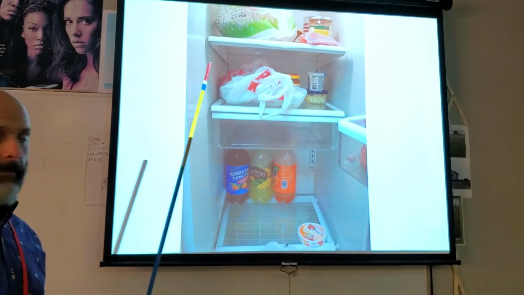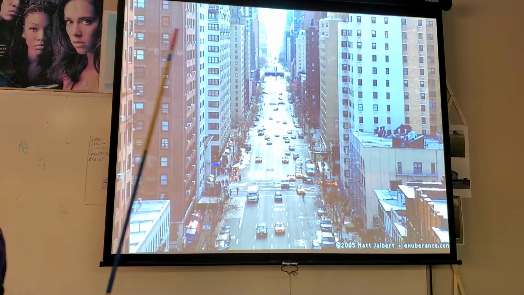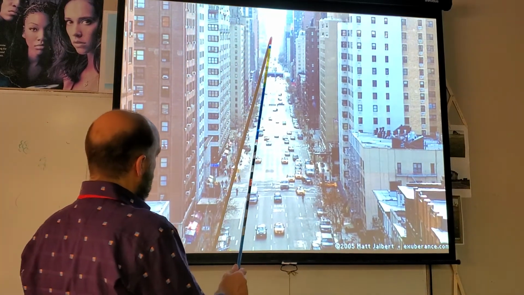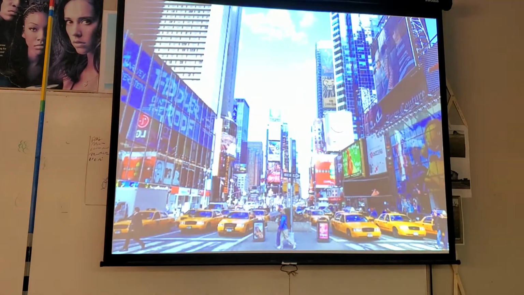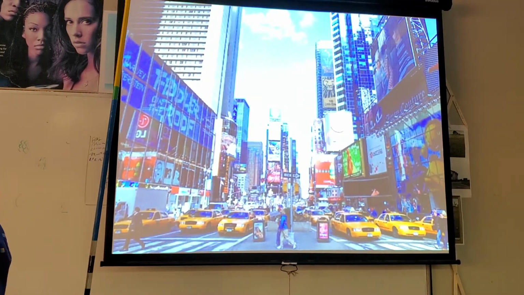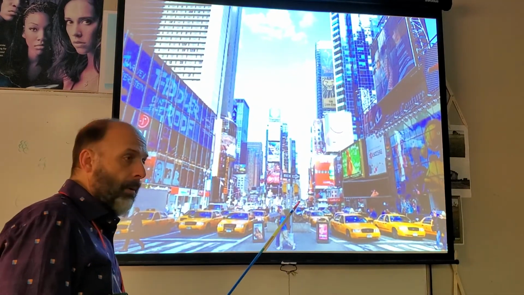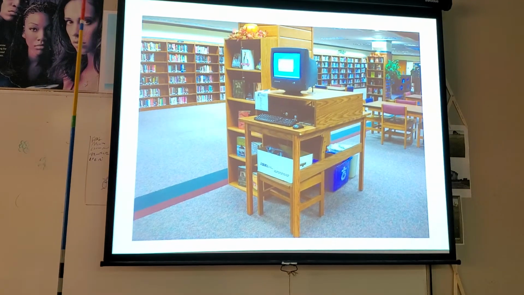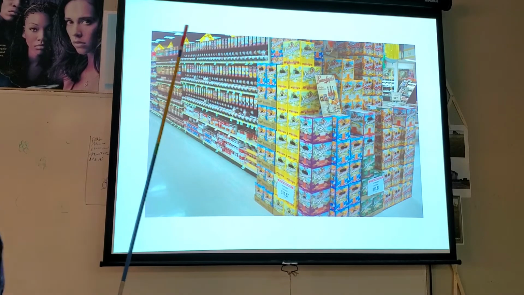Very good, it's 1. Next. 1 or 2? 1. Notice the vanishing point, really high. This was probably taken from a skyscraper really high. Next. 1, very good. This is taken from the road level, so now your vanishing point is really low. Next. 1 or 2? Very good. 2, next. 2, good, next.